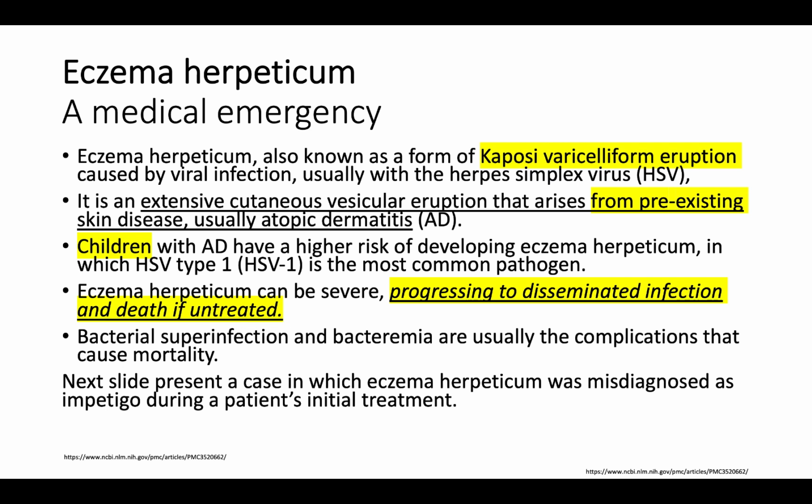Now eczema herpeticum, the medical emergency that you might find, is also known as Kaposi varicelliform eruption. Don't confuse it with Kaposi sarcoma, which is with HSV8 in AIDS patients mostly. It is caused by viral infection, usually with the herpes simplex virus. It is an extensive cutaneous vesicular eruption that arises from pre-existing skin disease, mostly atopic dermatitis. So children who have atopic dermatitis have a higher risk of developing eczema herpeticum, in which HSV is the most common pathogen. Okay. It can be very severe. It can progress to disseminated infection.